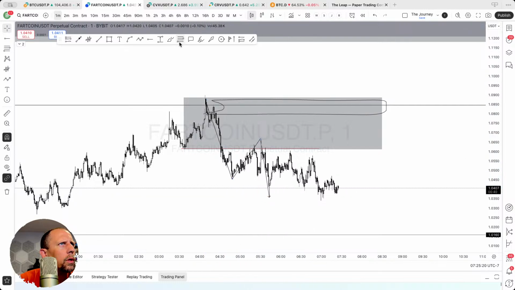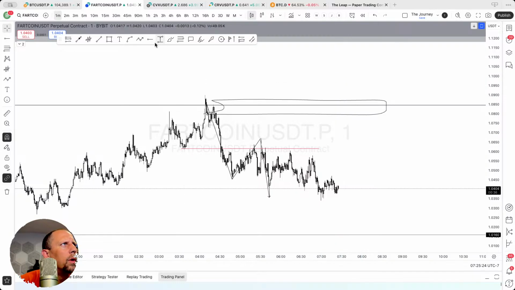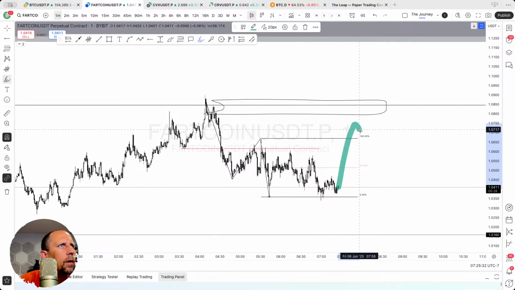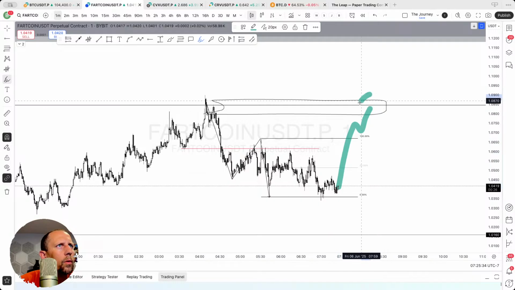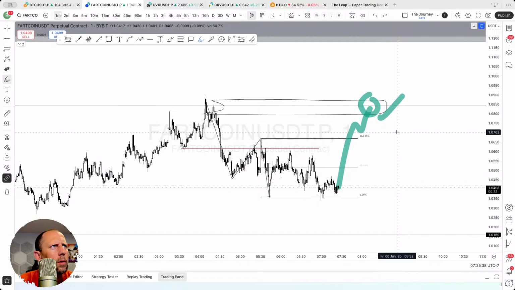So we are currently here. Let's go ahead and get this out of the way so we don't have to stare at that anymore. We are currently here. So if you were to break back up from here to get to this zone, I would not touch this. No, I would not touch that at all.